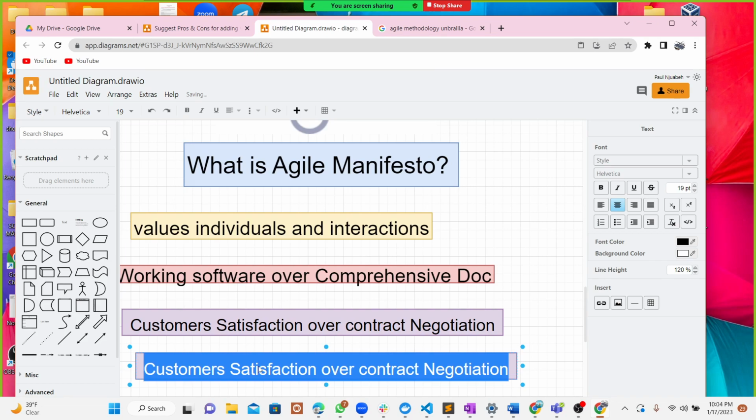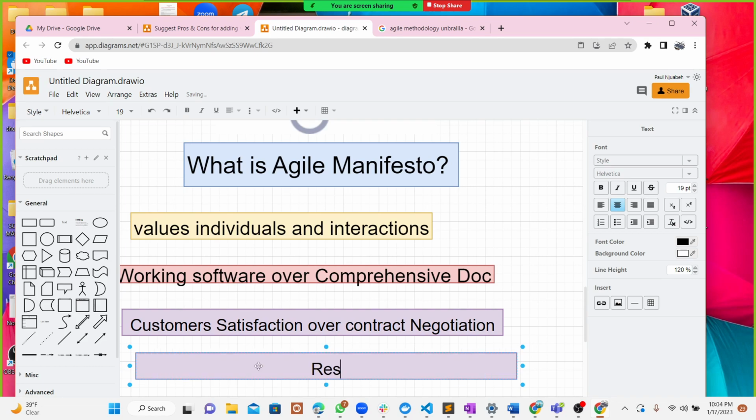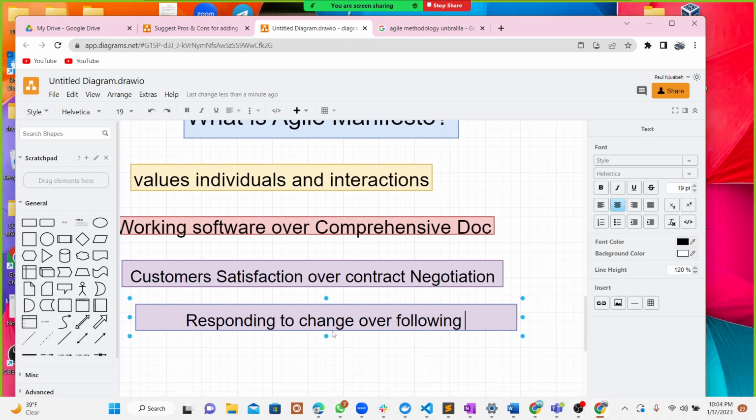So they said we will welcome change. Responding to change over following a plan. We cannot say we are going to continuously follow it because we had this plan. That is just the plan that we're going to follow. We cannot do any other thing else. We must follow just this plan. So that is a problem.